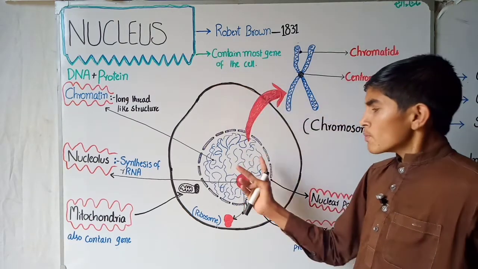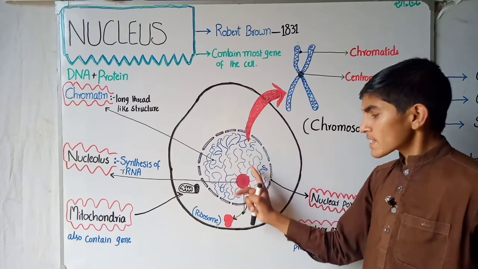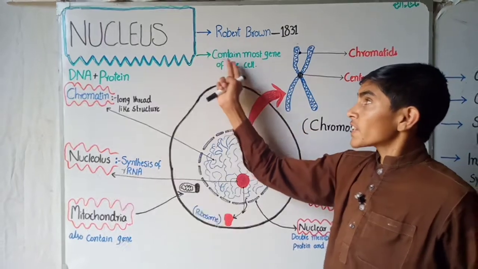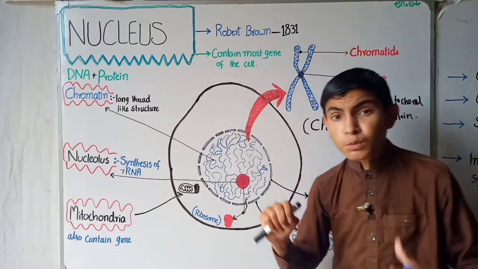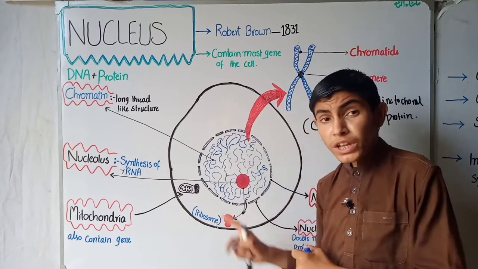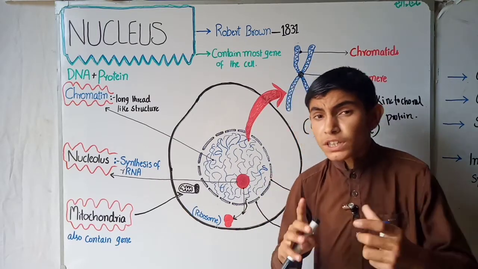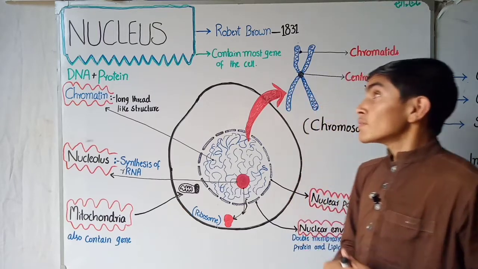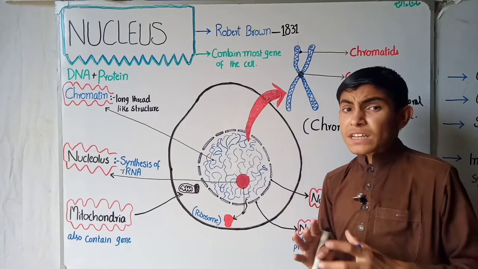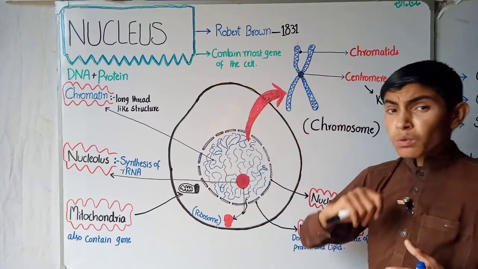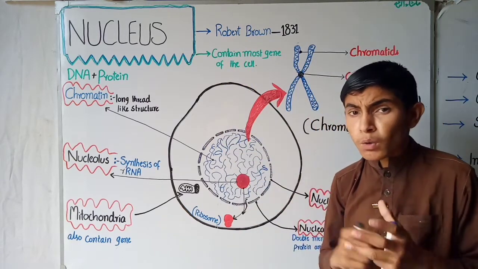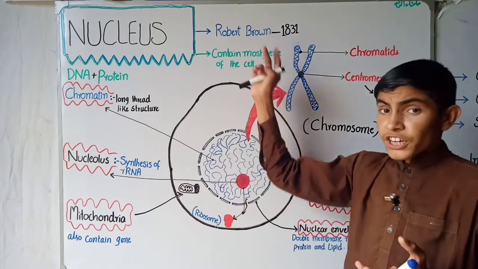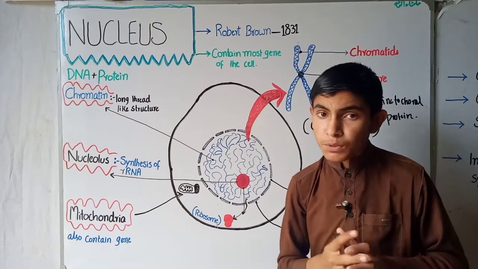Now, as we mentioned, there is a lot of genetic material. So we can say the nucleus contains most genes of the cell. Most genes of the cell are stored in the nucleus, and therefore the nucleus is recognized as the genetic material organelle of the cell. And the nucleus was first discovered by Robert Brown in 1831, after the discovery of the cell.